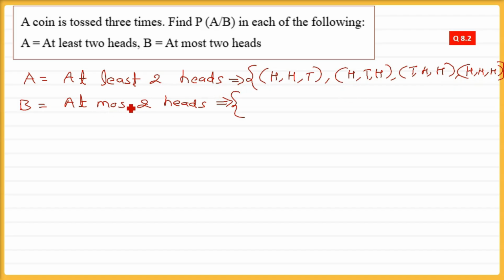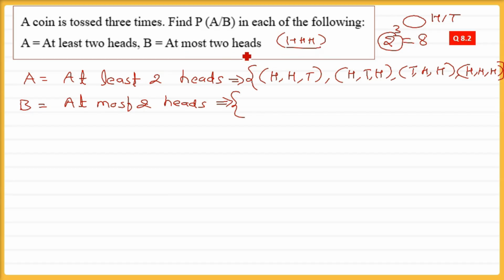Now coming to at most 2 heads. What does it mean? There cannot be more than 2 heads. There can be no head, that is also a possibility. But the maximum is only 2 heads. So let me reiterate the concept again. For tossing a coin, the result can be only head or tail. So 2 possibilities are there, and it is tossed 3 times. So 2 to the power 3 is 8. So the total possibilities is 8.